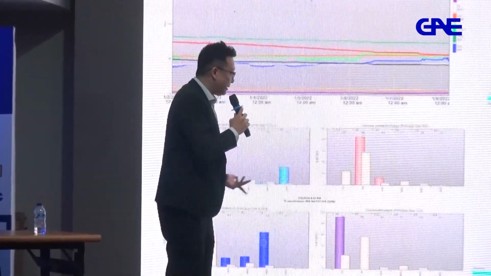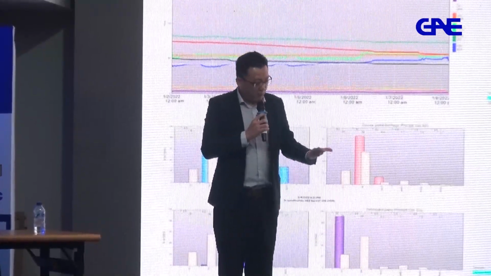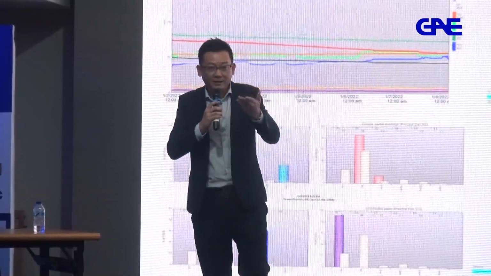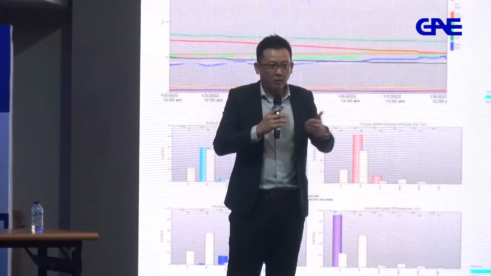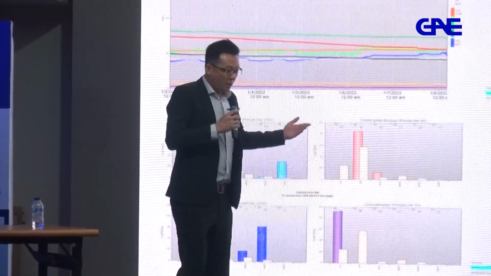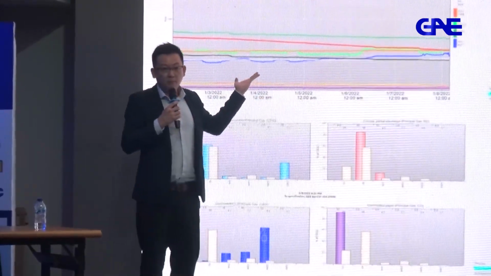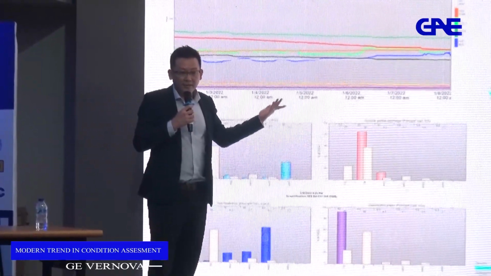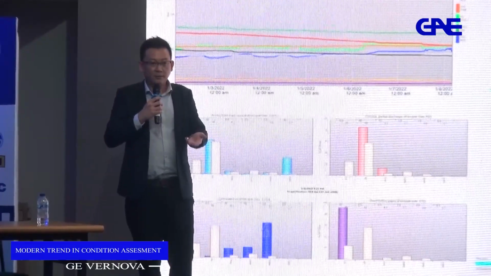Rather than taking 1 sample and sending it to a lab, then the lab comes back and tells me this result, I don't believe it, then I take another sample and send it to another lab. In between this period of time, how long have you spent? How long have you wasted? But once you have an online DGA installed at your transformer, with constant measuring, you'll know what exactly is wrong with the transformer. Of course, that is the benefit of having it online versus offline. Okay? Good?